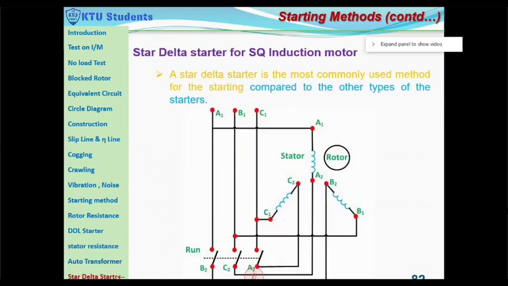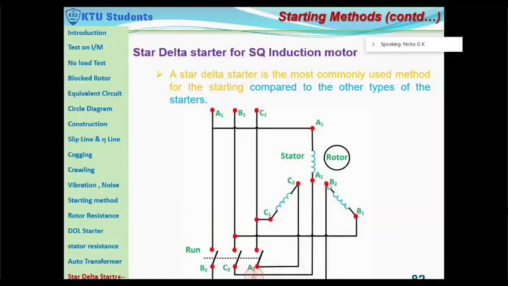When you are moving to the star delta starter, this is the most commonly used type. As you can see, during the start condition, this will be in the delta operating mode, and during the running condition, it will be in the star mode.